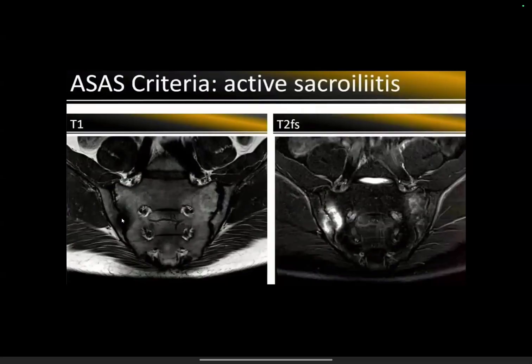So coronal T1, we are seeing. What are we seeing? There is significant sclerosis and loss of joint space or focal ankylosis on the right side. And on fat sat images, we are seeing surrounding bone marrow edema and a portion of ankylosis. On the left side, we are seeing irregular joint space. The whole right and left SI joint is irregular with subchondral bone marrow edema.